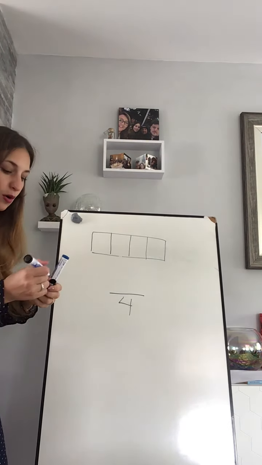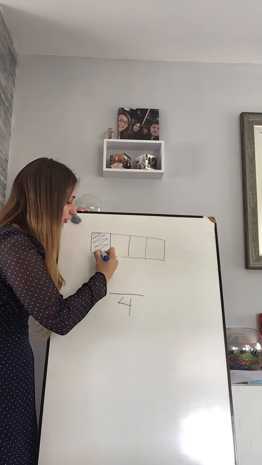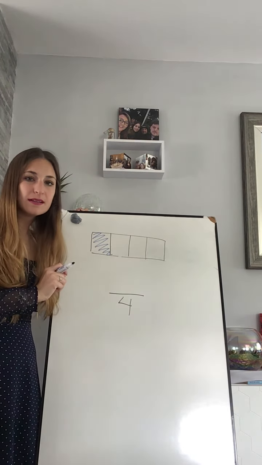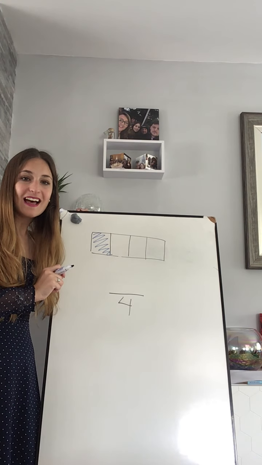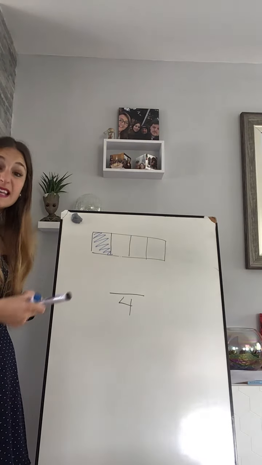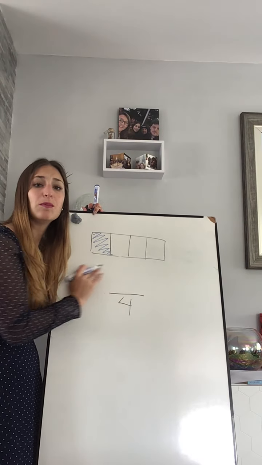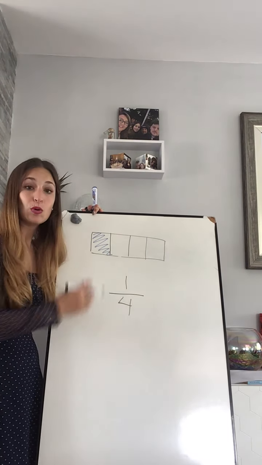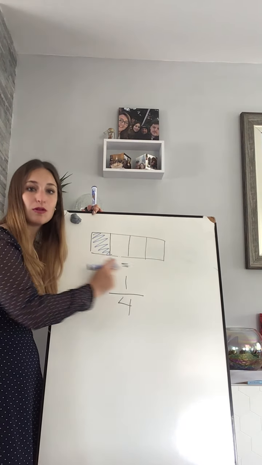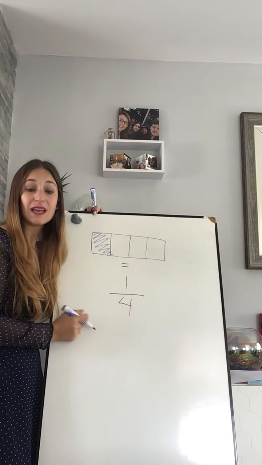Now, if I take one bit of my chocolate bar, only one tiny bit, how do I represent this fraction? Easy. I just put how many bits have been taken of my 4 equal parts. 1. So this representation is the same as this fraction, 1/4. And then we read it like that.